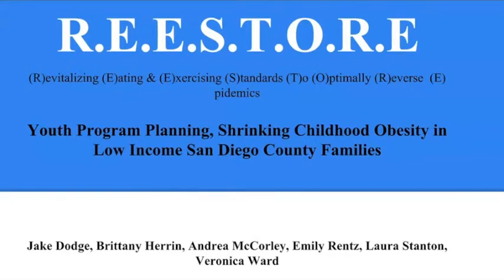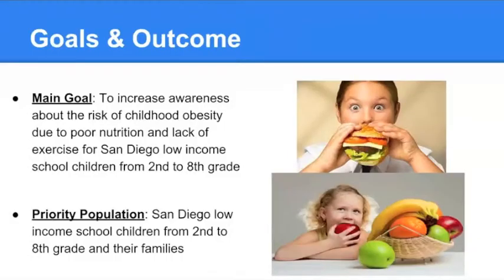We are Group 14, Restore: Revitalizing Eating and Exercising Standards to Optimally Reverse Epidemics, a youth program planning on shrinking childhood obesity in low-income San Diego County families. Our main goal is to increase awareness about the risk of childhood obesity due to poor nutrition and lack of exercise. Our priority population is San Diego low-income school children from 2nd to 8th grade and their families.